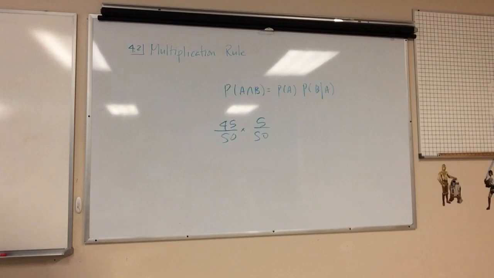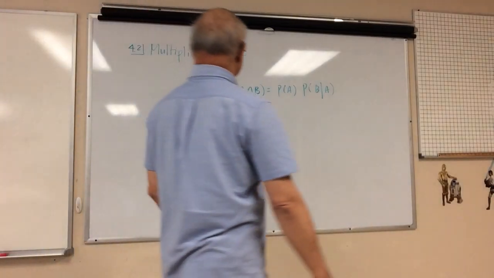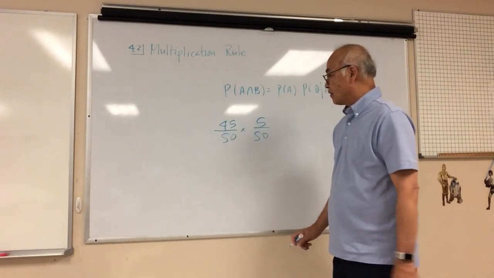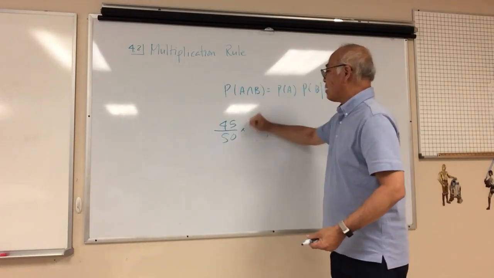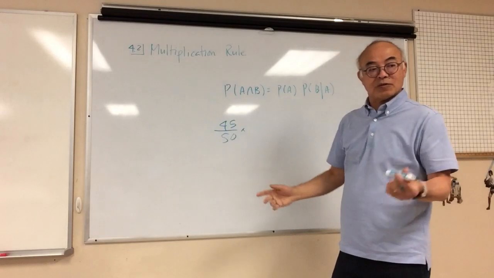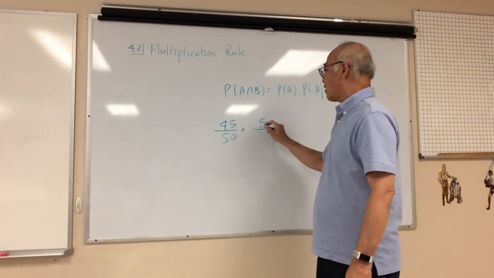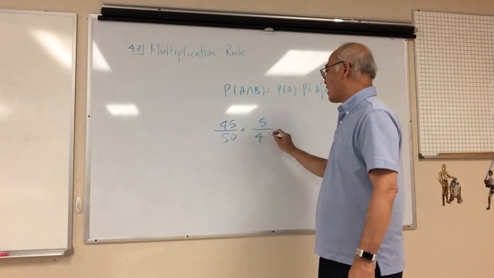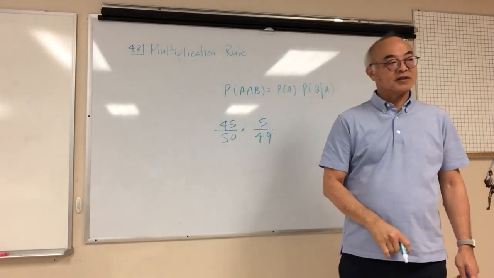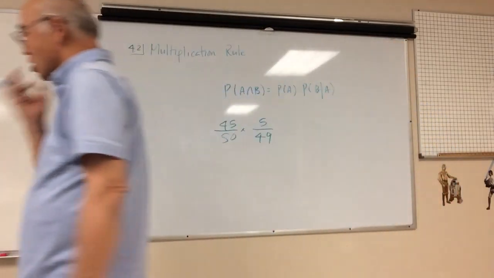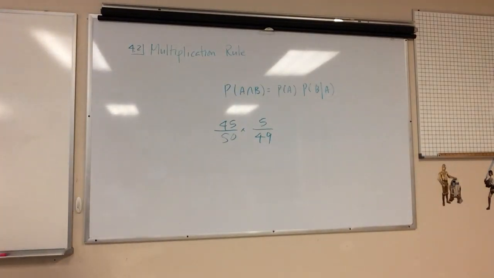B, repeat part A by assuming that the 2 subjects are selected without replacement. So if it's without replacement, the first one's going to be the same, correct? Right, first one's going to be the same. What about the second one? 5 out of 49. Correct? Okay, all right. So that's the difference there. Flip the page.